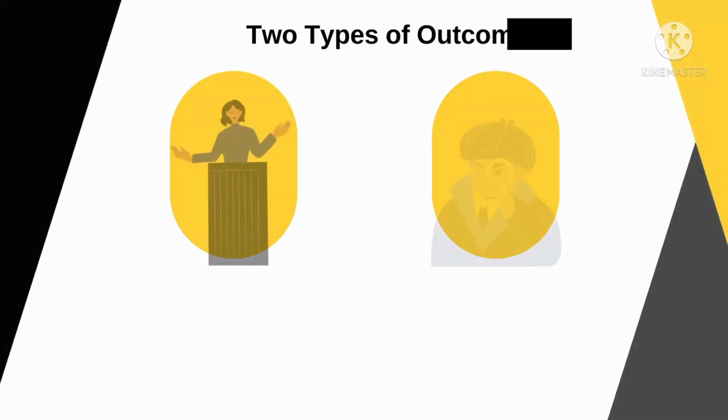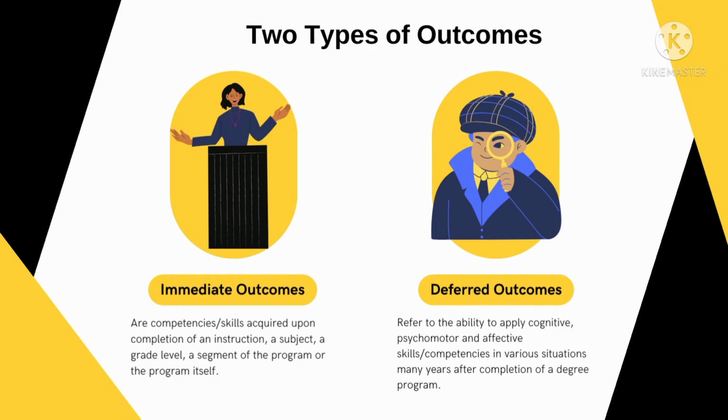We have two types of outcomes in education. These are immediate outcomes and deferred outcomes. Immediate outcomes are competencies or skills upon instruction, a subject, a grade level, a segment of the program, or the program itself. This is a type of outcome which is more specific as a result of doing a more specific process. An example of an immediate outcome is being able to solve a problem in physics after the discussion and continuous practice of solving problems.